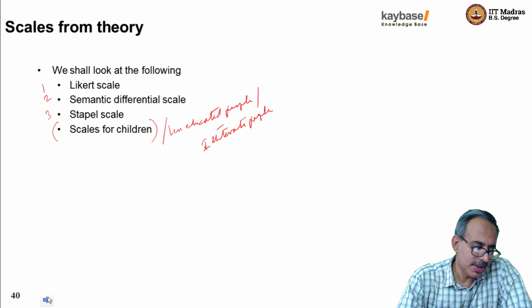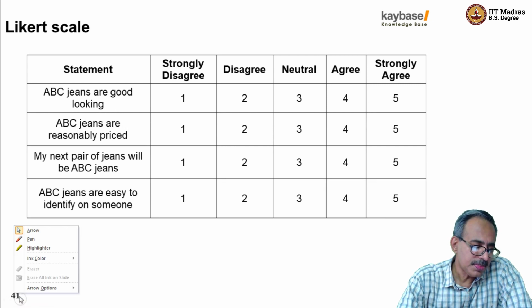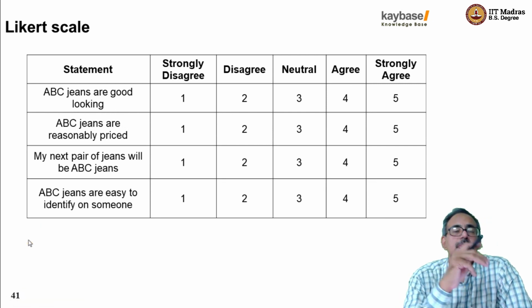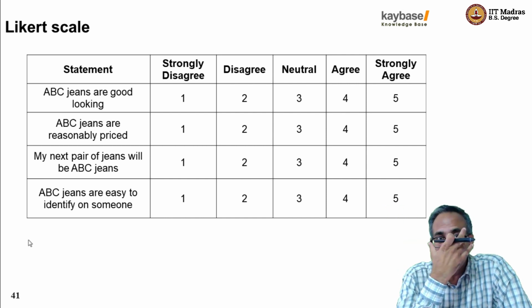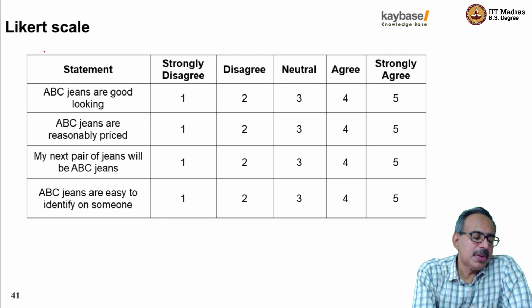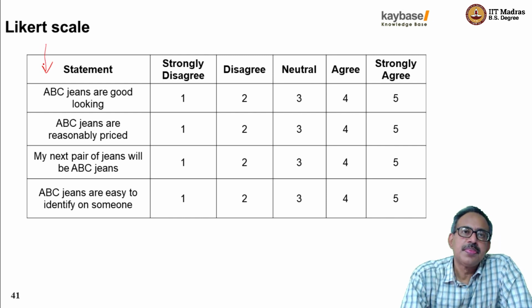So I'm just going down one slide here. And well, I'll start with Likert scale. So let's say the question is about people's opinion about a brand of jeans called the ABC jeans, right? So the way Likert scales work is you'll give some statements. ABC jeans are good looking. ABC jeans are reasonably priced. My next pair of jeans will be ABC jeans. ABC jeans are easy to identify on someone. And you will ask them to what extent they agree or disagree with that statement.